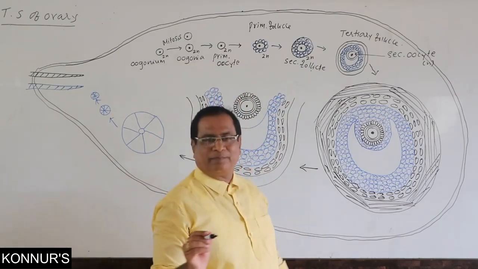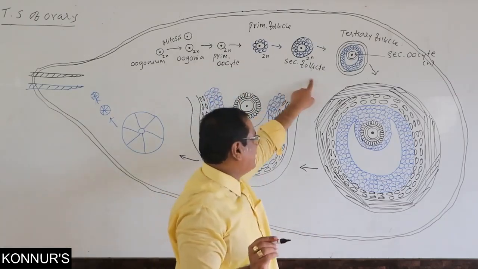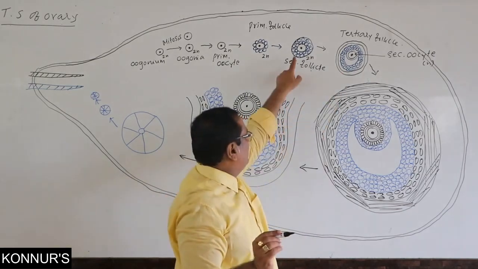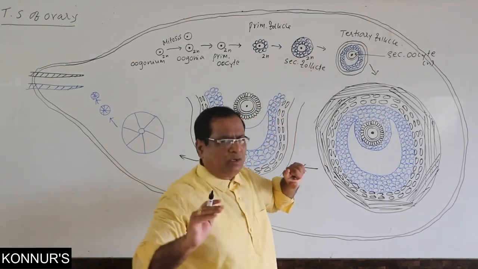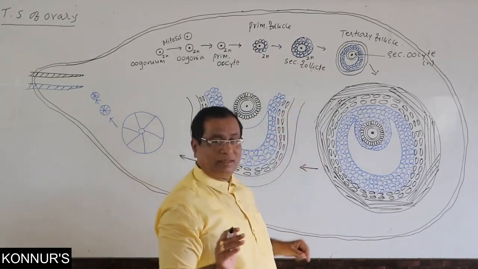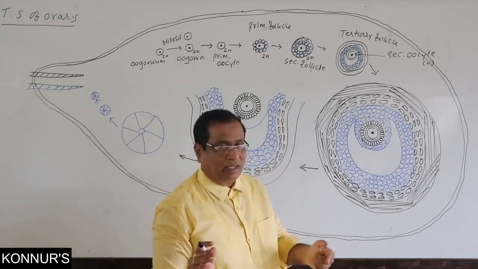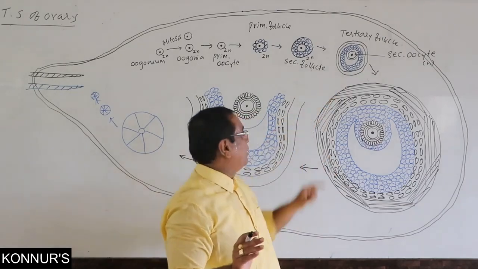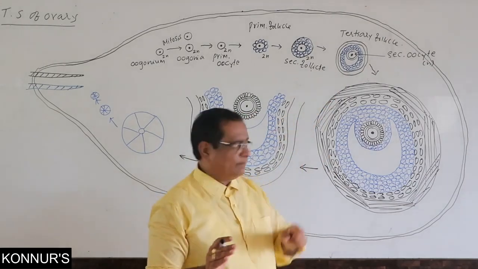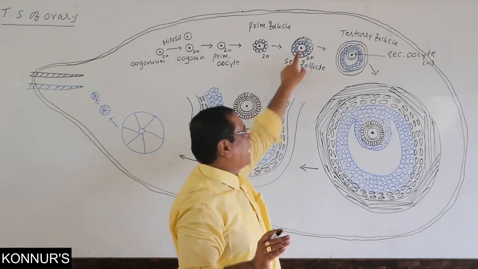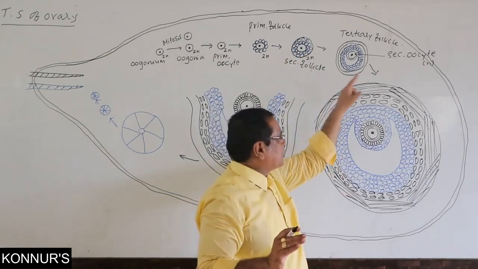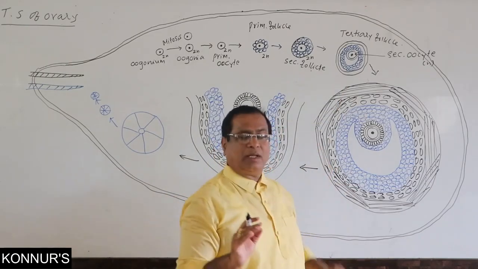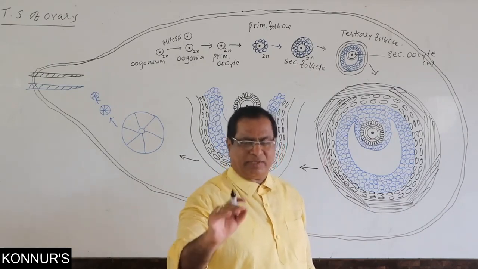Primary oocyte. And the difference between a secondary follicle and a tertiary follicle: in the membrana granulosa there is no difference, but in the theca there is a difference. Inner theca interna and outer theca externa. And one more very important difference is, in a secondary follicle, the primary oocyte is there. In a tertiary follicle, the secondary oocyte is there. That is formed after the completion of meiosis first.